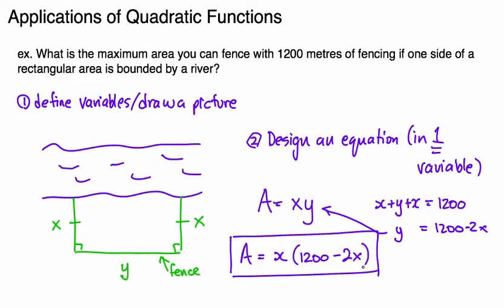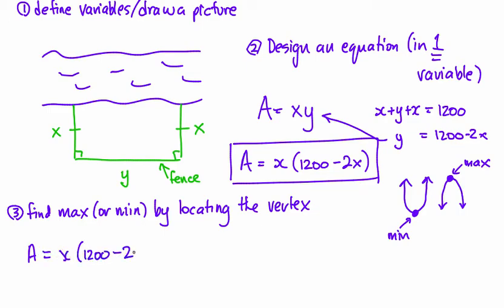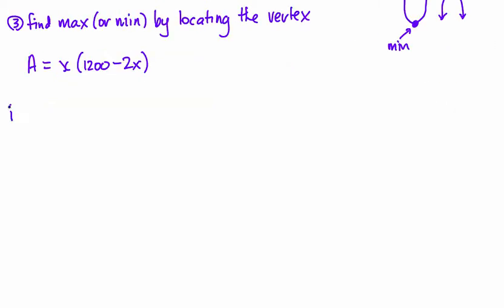And now that I have that equation, I can go on to step 3, which is to find the maximum, in this case, sometimes minimum, and I do that by finding out where the vertex is. Since I've got a parabola, the parabola is either upward facing, and it would have a minimum, or downward facing, and it would have a maximum. And there are three different ways that I can take an equation like A equals x times (1,200 minus 2x) and find that vertex. Option 1 is to complete the square.